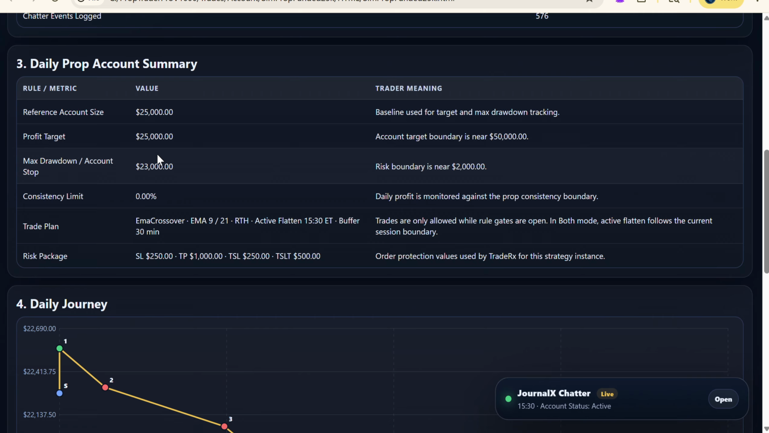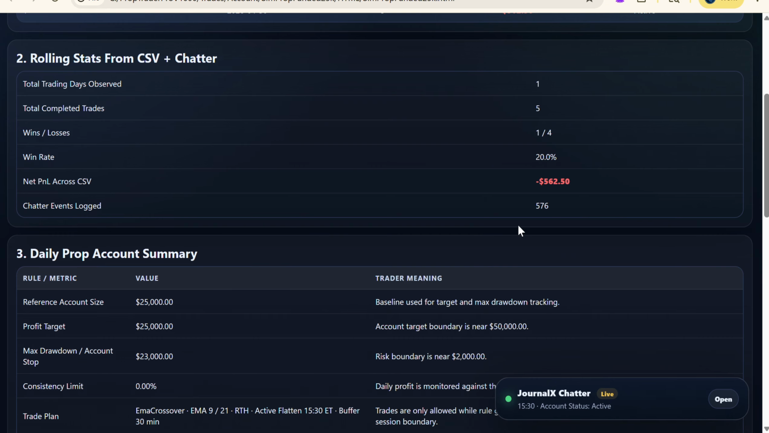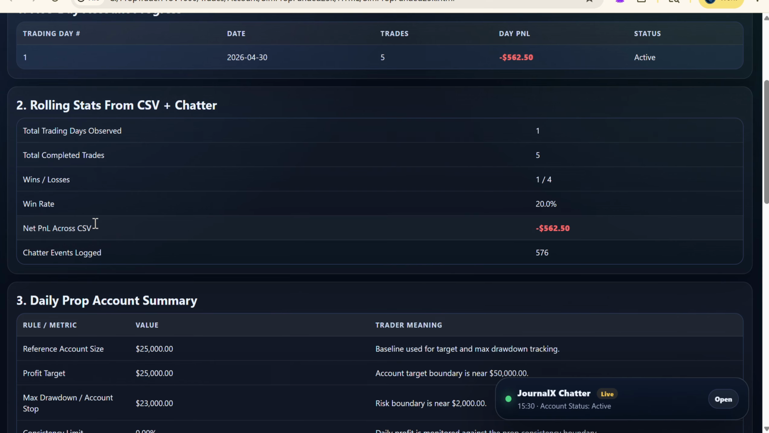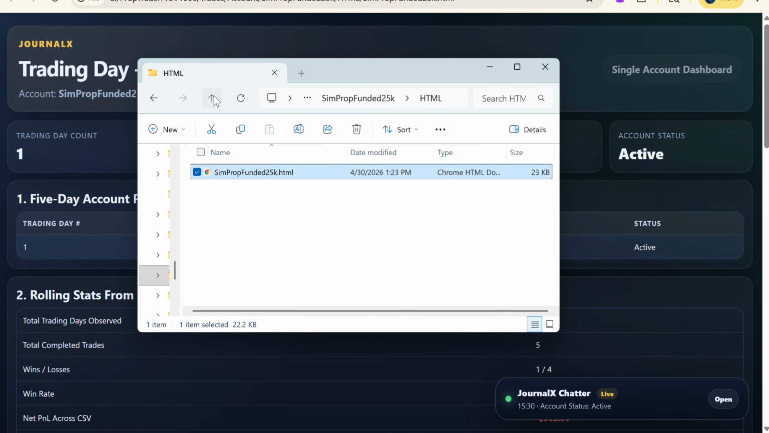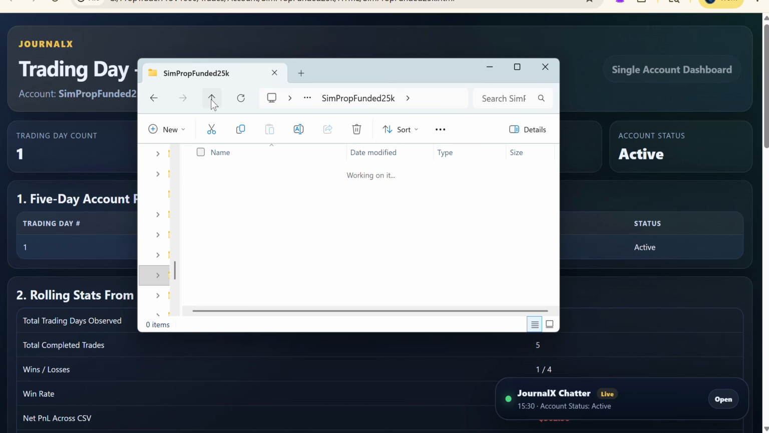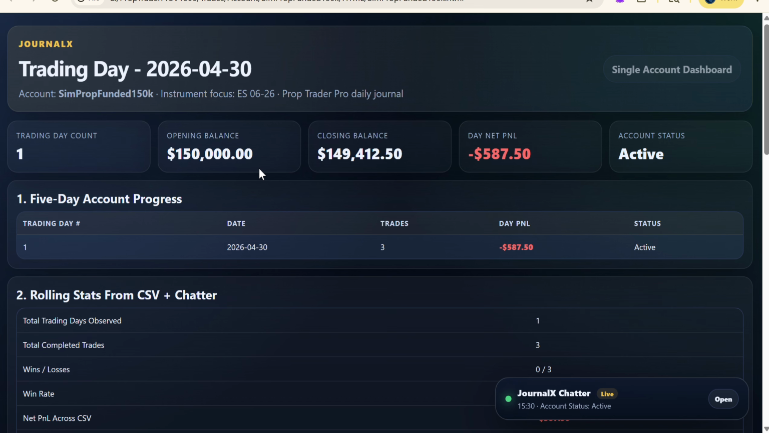It gives you win rate, consistency limit. Right now for this account, we have not set the consistency, so the win rate is 20% today. So somewhat that's what it is. Let's see. So this one also has lost today.